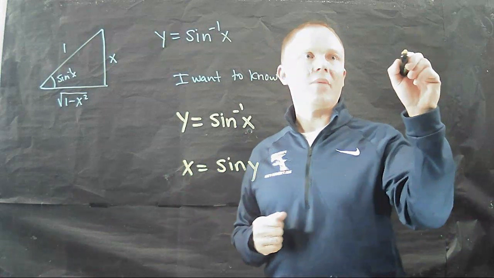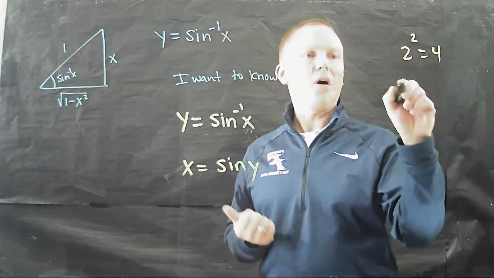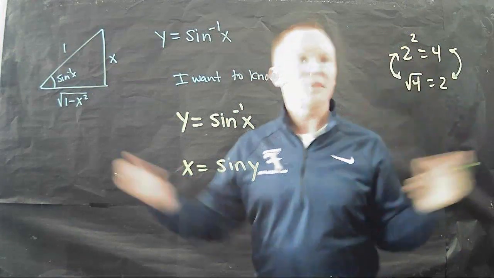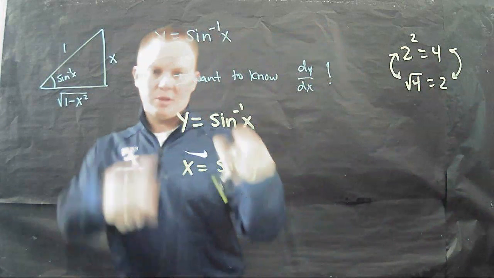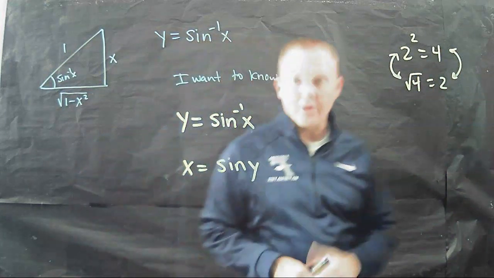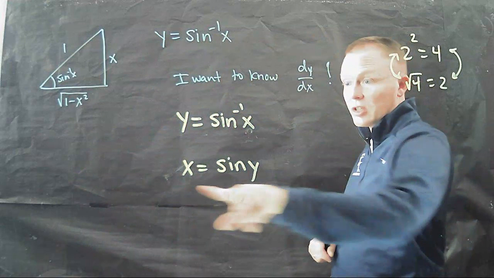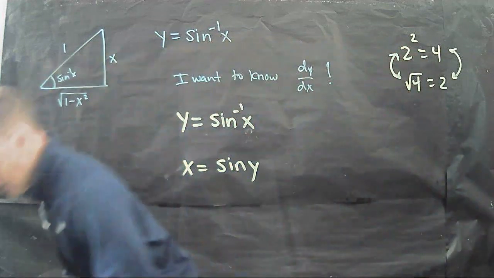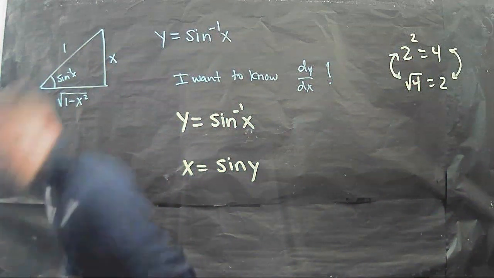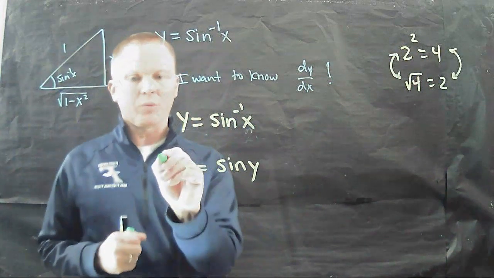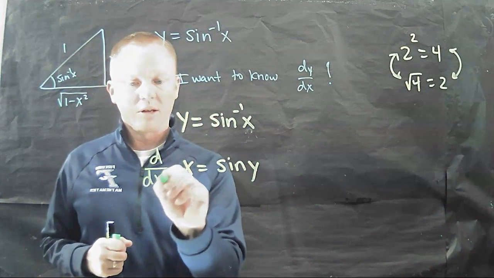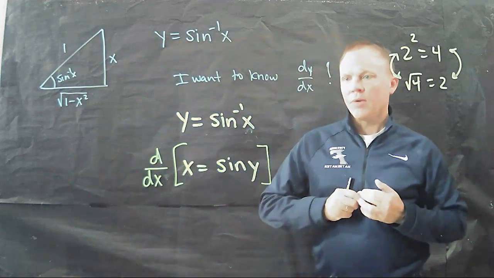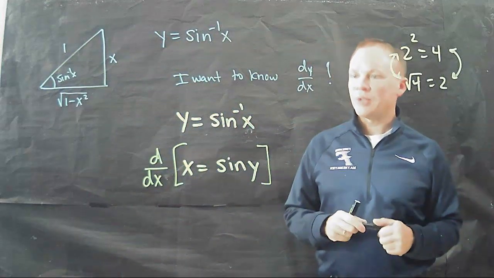That's like saying 2 squared equals 4, so the square root of 4 equals 2. These two statements are telling the same story. Now we're going to look at the story being told this way, and we're going to differentiate this. Differentiate is a fancy word for take the derivative. So we're going to take the derivative of both sides of this equation with respect to x.